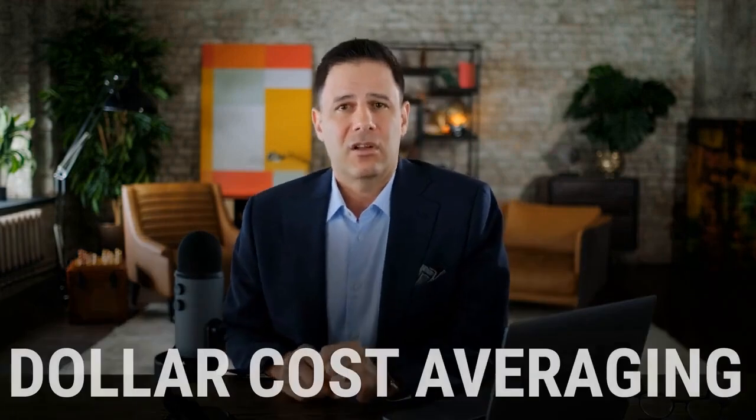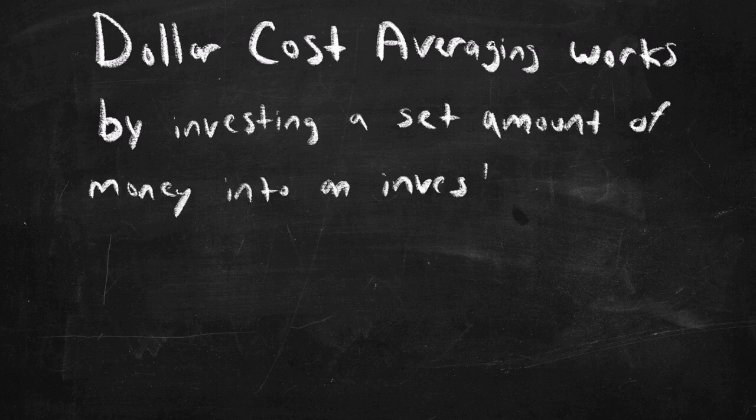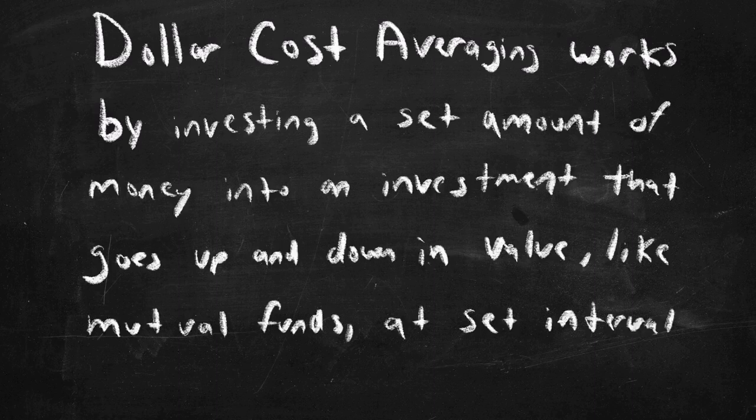One of the easiest strategies you can use to help build wealth over time while investing is called dollar cost averaging. Not understanding this investment concept is also one of the biggest mistakes I see people make with investing all the time. Dollar cost averaging works by investing a set amount of money into an investment that goes up and down in value, like mutual funds, at set intervals of time.